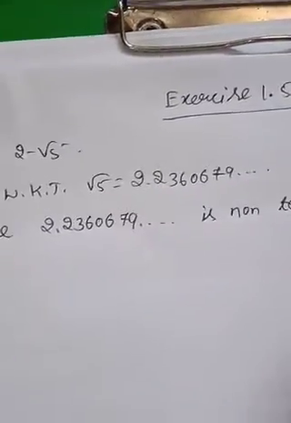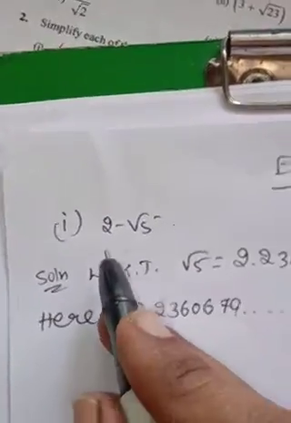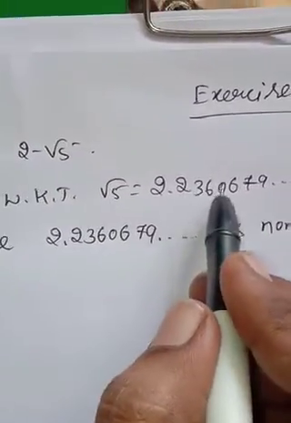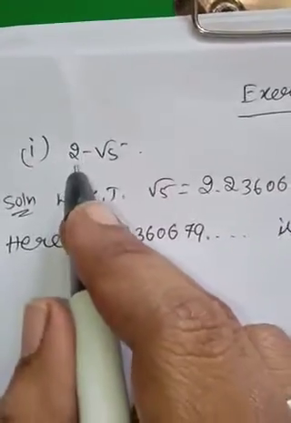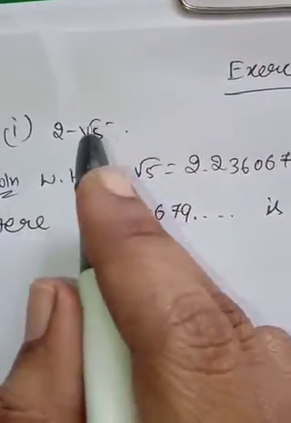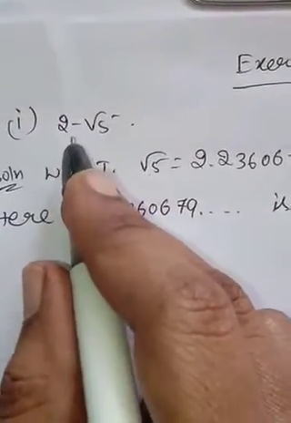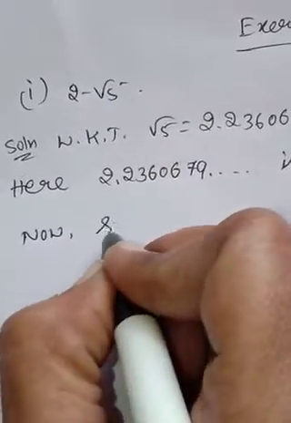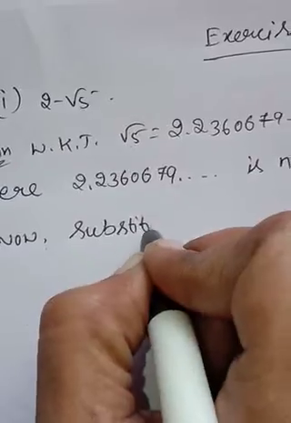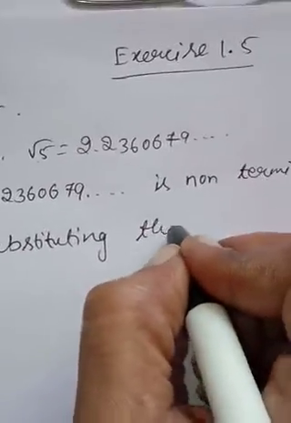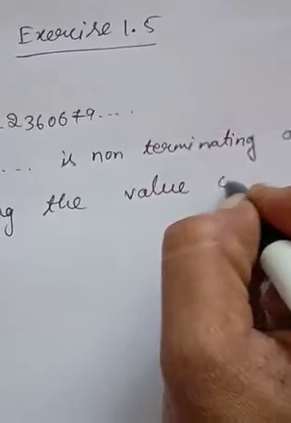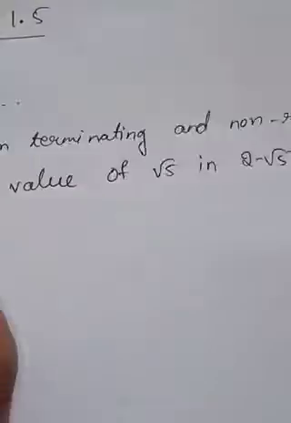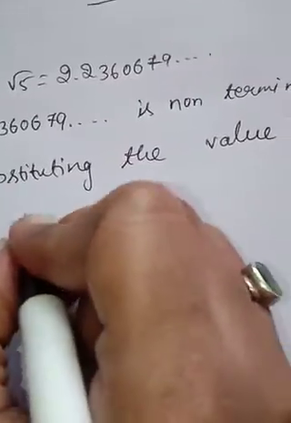I explained this in your previous class, but here we have 2 minus root 5. The value of root 5 is 2.2360679, but here we also have 2. Again we have 2, no? Just substitute this value in. Let us see whether it will be rational or irrational. Okay. Now substituting the value of root 5 in 2 minus root 5. This one is the question.